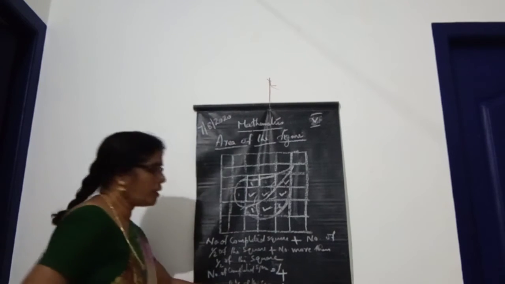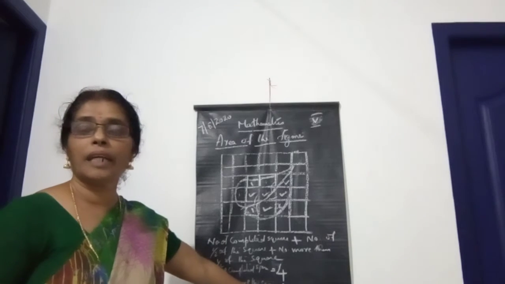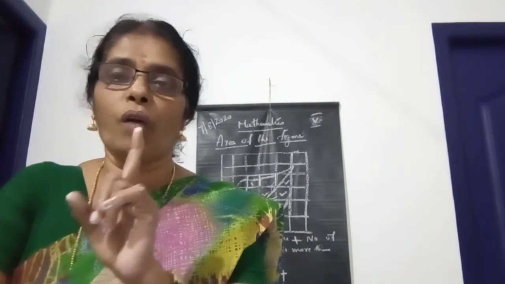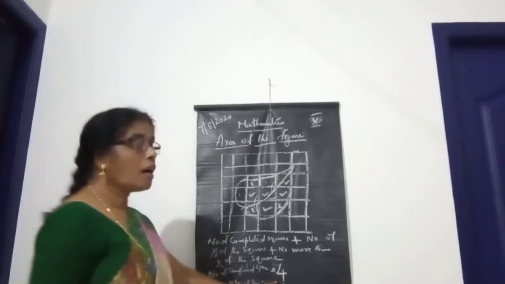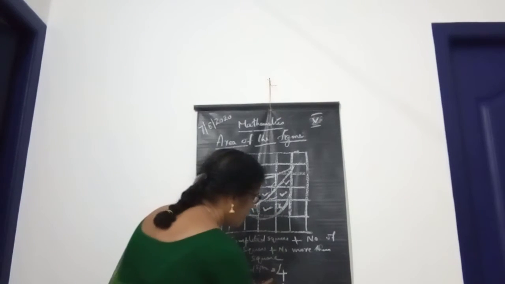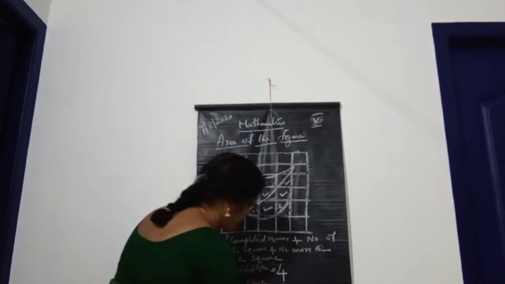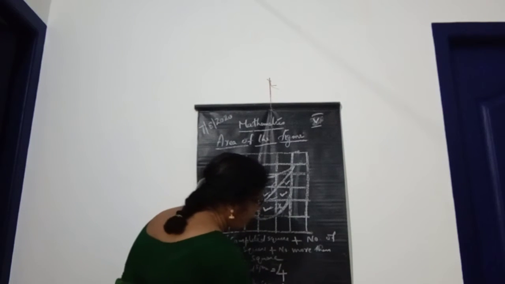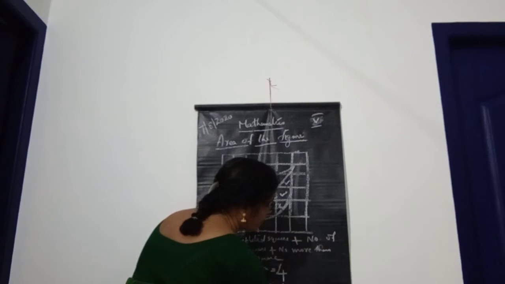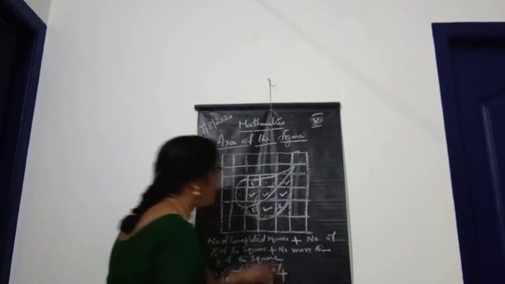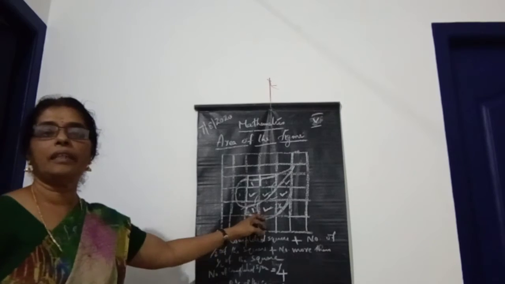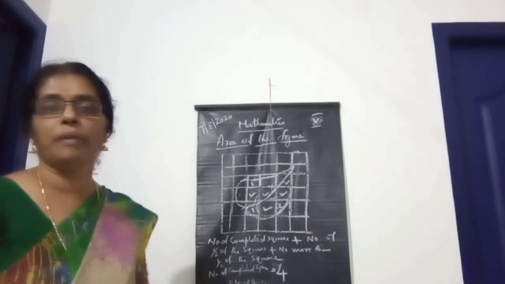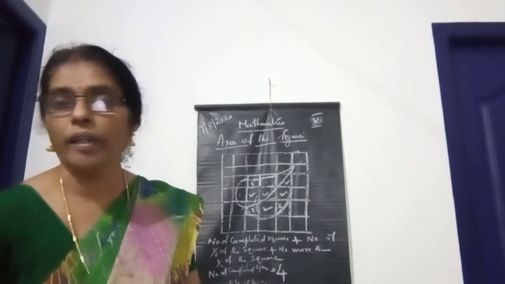So the area of this leaf is 4 plus the half square. If there were 2 half squares that would become 1, but here there is only 1 half. So that is 4 plus half plus 4, which is 8 and a half. What is the area of this leaf, children? The area of this leaf is 8 and a half square centimeters.